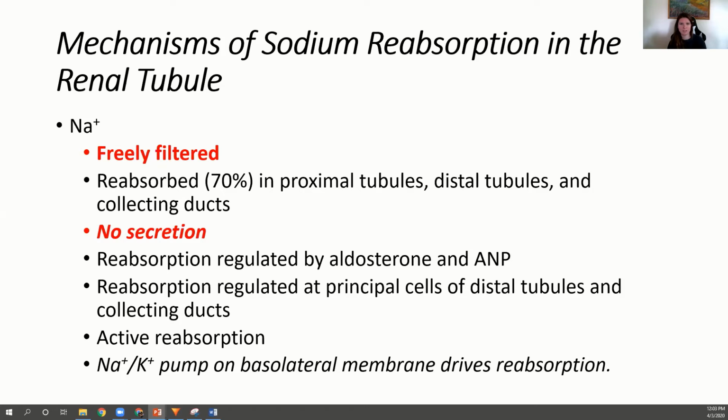And really, whenever we're talking about regulating things like actively with hormones, we're talking about the end of the system, so the distal tubule and the collecting duct. At that point, we're going to have some active reabsorption. And in all of our cells, really, the sodium-potassium pump is going to be driving reabsorption.